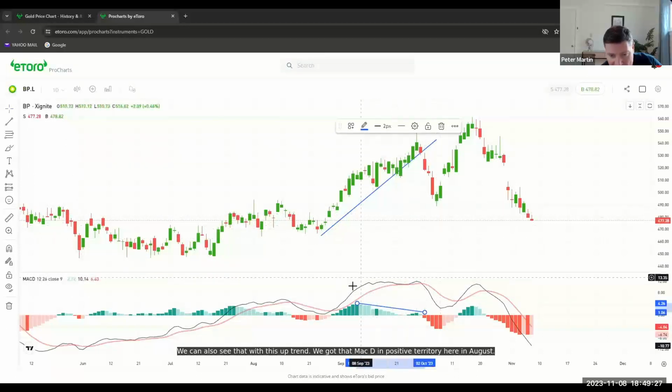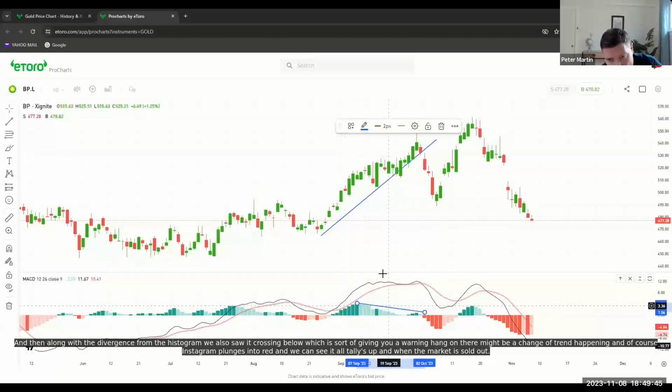We can also see that with this uptrend, we got MACD in positive territory here in August, and a cross of MACD above signal, which is a possible indication of a buy. And we can see that we did get the uptrend. And then along with the divergence from the histogram, we also saw it crossing below, which is giving you a warning, hang on, there might be a change of trend happening. And of course, the histogram plunges into red, and we can see it all tallies up with when the market sold off.